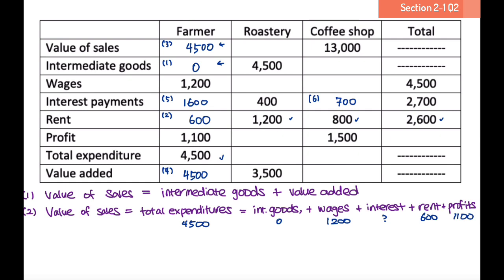Now let's move on to the roastery. We know that in the case of the roastery, they use intermediate goods of $4,500, which is coming from the coffee beans that the farmer sold to the roastery at $4,500.